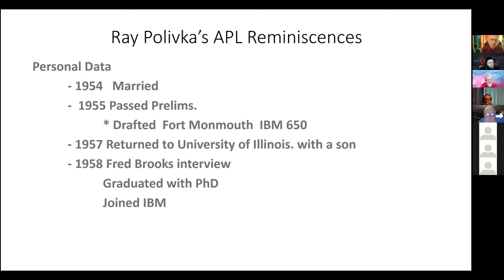IBM marketing people said, well, when we wanted to price it, how many can we sell? They guessed, well, we might sell five. Well, the one at Fort Monmouth was model number 15. And in fact, I believe they sold over 500. Boy, did they make money on that, didn't they?